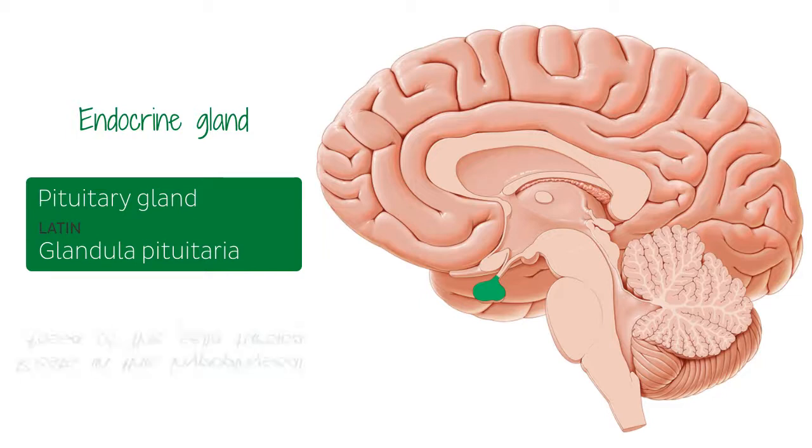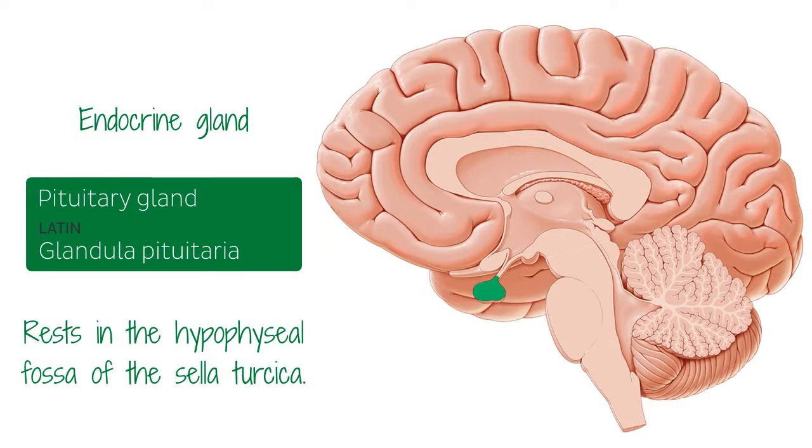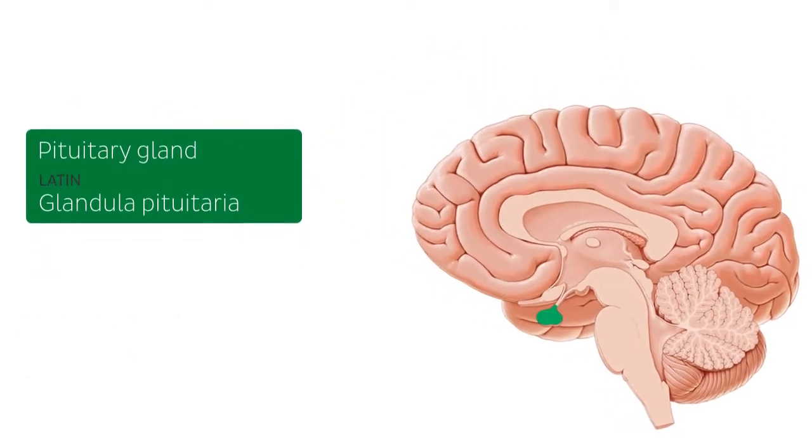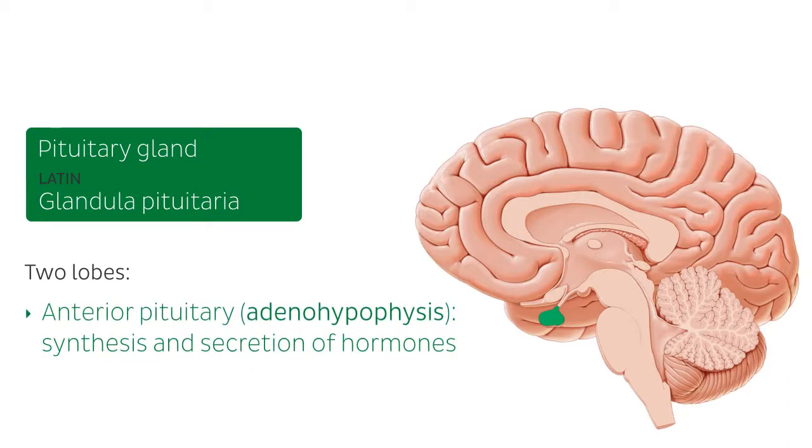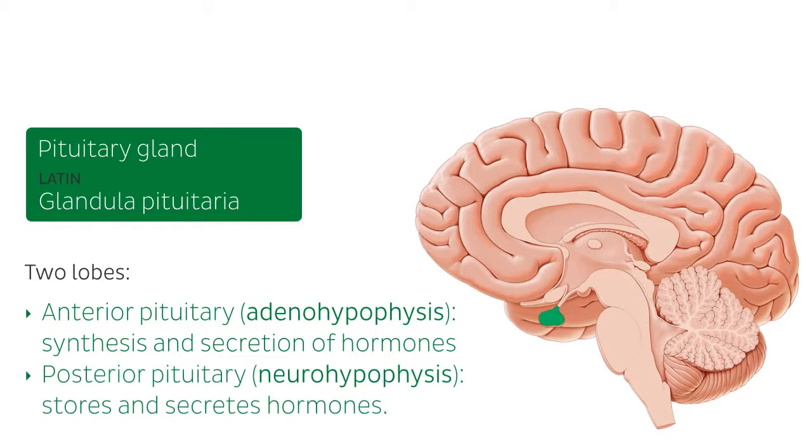Now, this gland rests in the hypophyseal fossa of the sella turcica in the superior part of the sphenoid bone. And this small gland is comprised of 2 lobes to be specific. One that is known as the anterior pituitary or adenohypophysis, which regulates several physiological processes through the synthesis and secretion of hormones. There is also a posterior pituitary known as neurohypophysis, which then stores and secretes hormones and is functionally connected to the hypothalamus via the infundibulum.